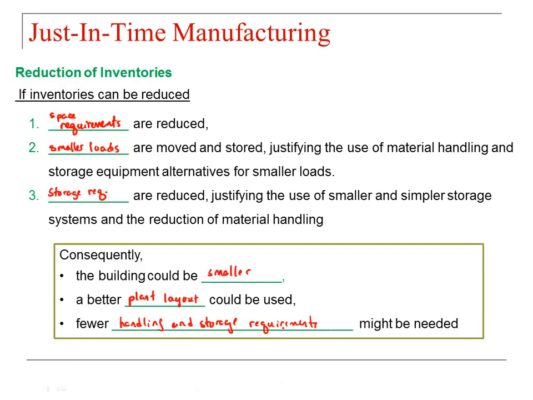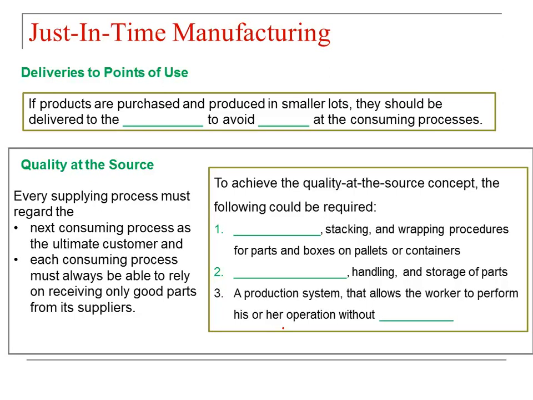So one more thing before we transition to our review for the exam. If products are purchased and produced in smaller lots, they should be delivered to the points of use to avoid stock-outs at the consumption processes. And quality at the source means that every supplying process must regard the next consuming process as the ultimate customer. So you are not focusing only on the final product, you are also focusing on making what your station is doing higher quality so you can move that to the next station. And in that way you keep the quality of your product. Each consuming process must always be able to rely on receiving only good parts from its suppliers.